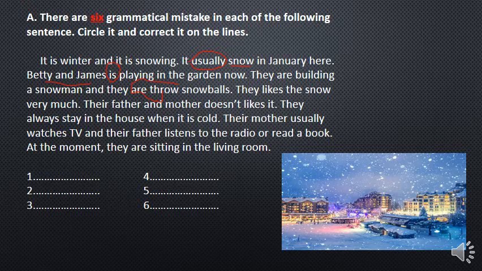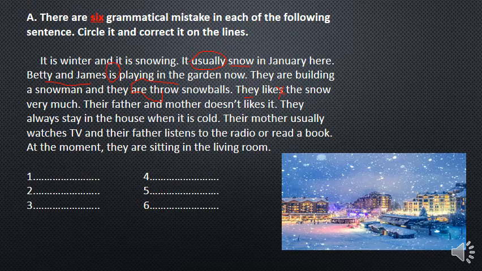They likes the snow very much. So as we said, they is a plural subject, so we should not add s. We should cross the s. They like the snow very much. Their father and mother doesn't like it. Their father and mother, plural, so I cannot say doesn't likes. It's don't like it. They always stay in the house when it is cold.